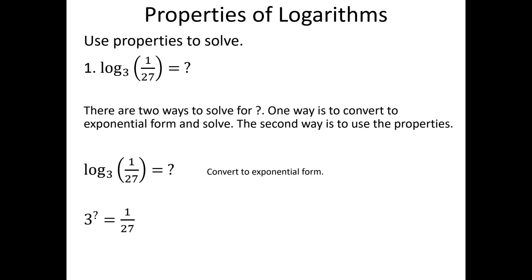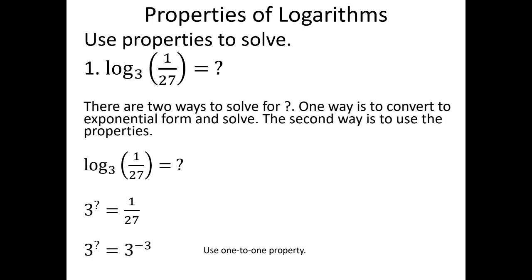So I can rewrite 1 over 27 as a base 3. So we have 3 to the negative 3. Again, 3 cubed is 27, but for it to have a base 3, I take the reciprocal, which gives me 3 to the negative 3. Now, if you see this, it's very easy to see what the question mark should be. Well, the answer should be negative 3. Okay, so this is the answer for my log.